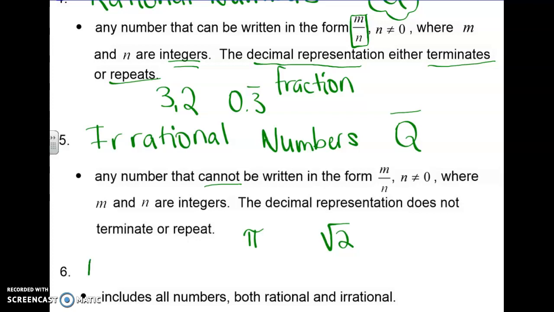And then finally, we talk about all of these numbers together as a set. So all of the numbers we know in our life right now belong to this real number system. And it includes all the rational and all of the irrational.